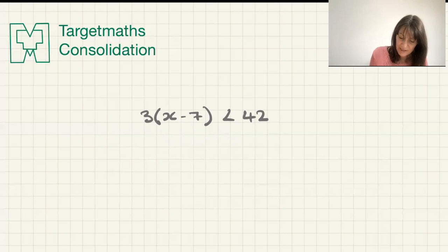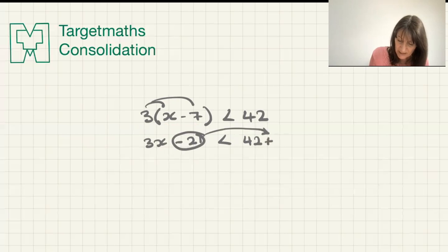Okay, so I've got the inequality. I'm not going to let that put me off. If I want to know what x is, I've got to get it on its own. It's trapped at the moment, so I'm going to expand. 3x minus 21 is less than 42. And then we are going to hop. That's going to land as plus 21. I've got 3x less than 63.